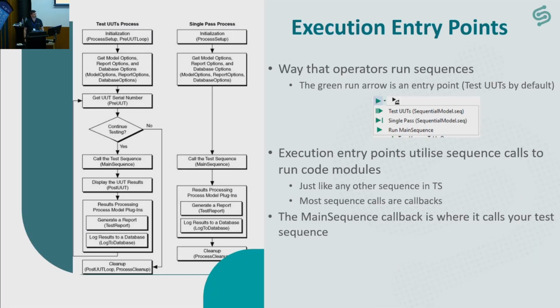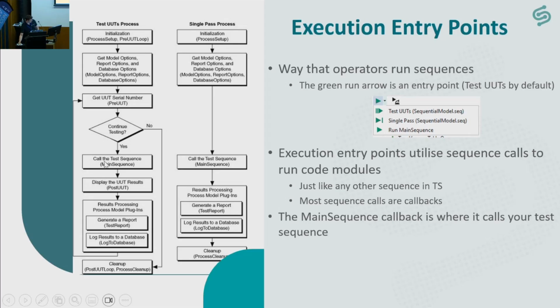So first off, execution entry points. The sequential model that ships with TestStand has 2 execution entry points. The first one on the left here is the TestUUT process. This basically goes through a loop iteration where it initializes all of the background information. So it initializes all of your results processing, database communications, and results gathering at the start of the test. It then pops up a message to say, put in your UUT serial number, stores that information, and continues through.